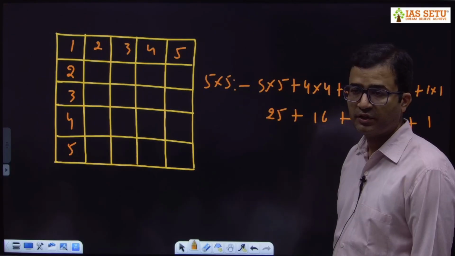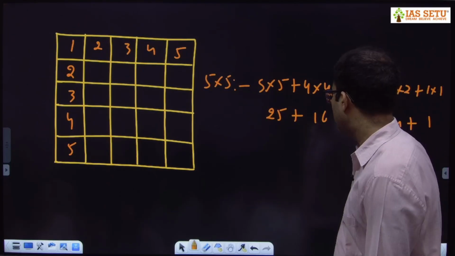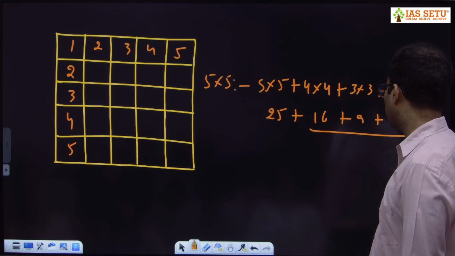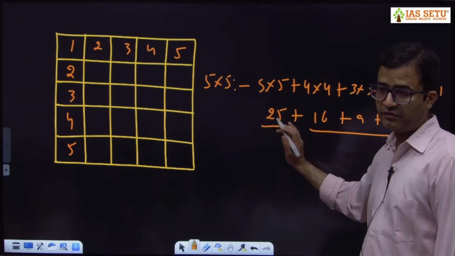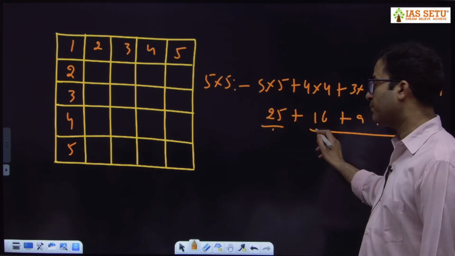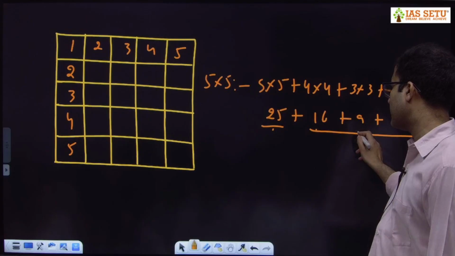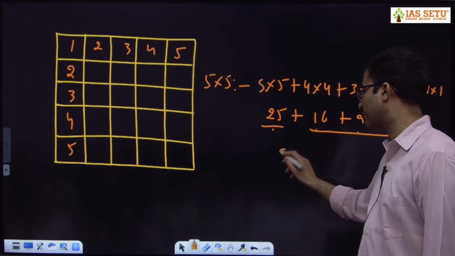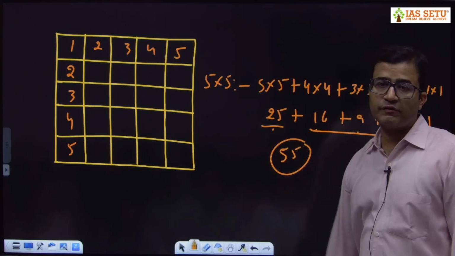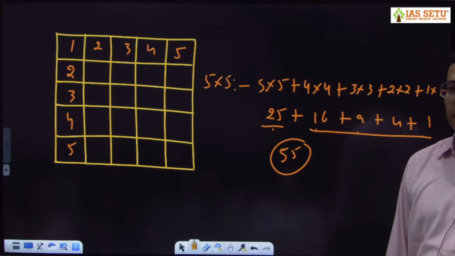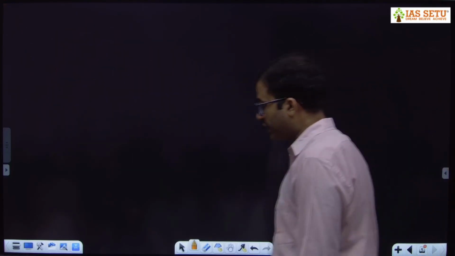What is your answer? 55, all of you. And smart people, what they have done, they know already it is 30 plus 25, 55. Or you can add 25 plus 16, 41, plus 9, 50, plus 5, 55. So in this given figure, how many total squares are there? 55. Try next question.